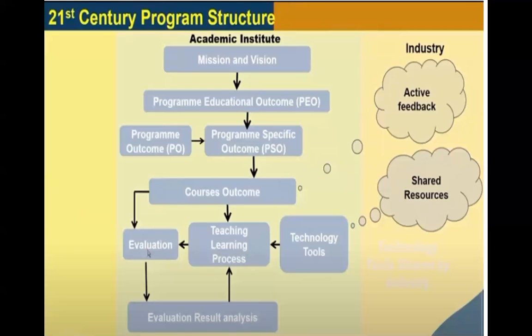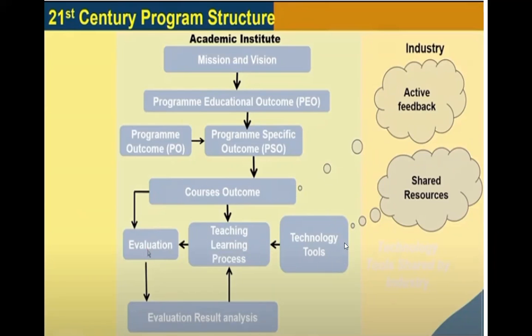Okay, so now these three are in the higher level of the structure, that is mission, program educational objectives, program outcomes, and program specific outcomes. Then comes the course outcome. You can see the arrow from the course outcome is directly pointing to teaching learning process. This teaching learning process follows a cycle. You are evaluating the teaching learning process, evaluation result analysis, then you are again correcting the teaching learning process.